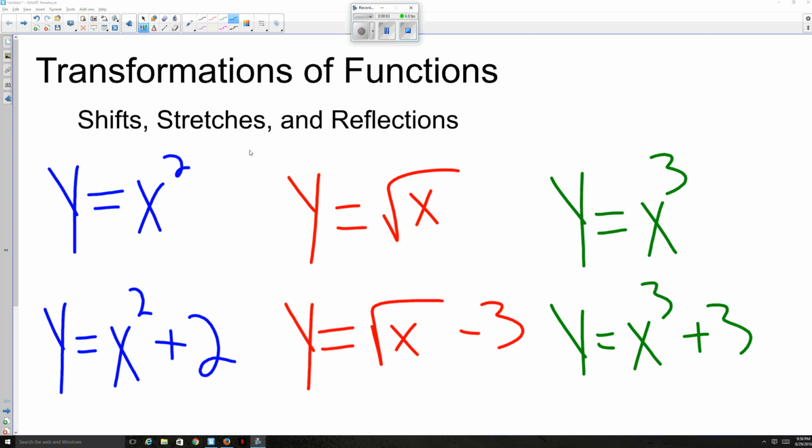All right, hey guys, welcome to a college algebra special. We're going to talk today about the transformations of functions. Okay, today we're going to talk about shifts, stretches, and reflections. I think these are things that you should know about, but let's just get started.